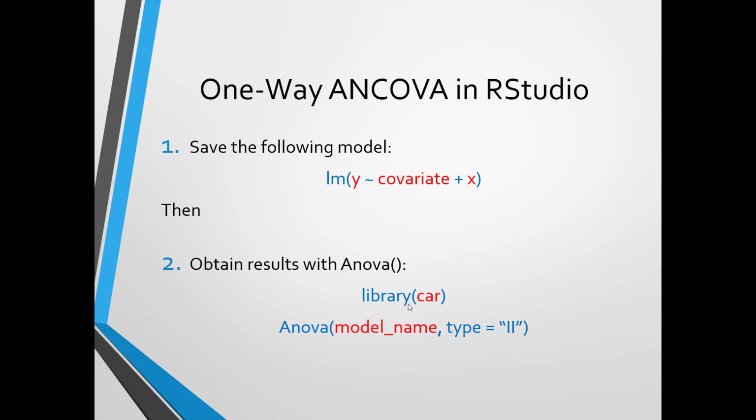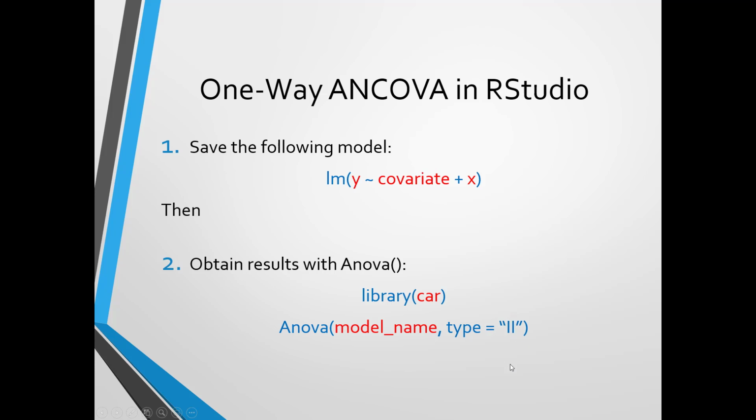But then, assuming that you already have it installed, you'd want to use the library function to load the package car, which will give you access to the Anova function. And then you would mention the object in which your ANCOVA model is saved, comma, and then type equals, and then this is capital II, or type 2 error.